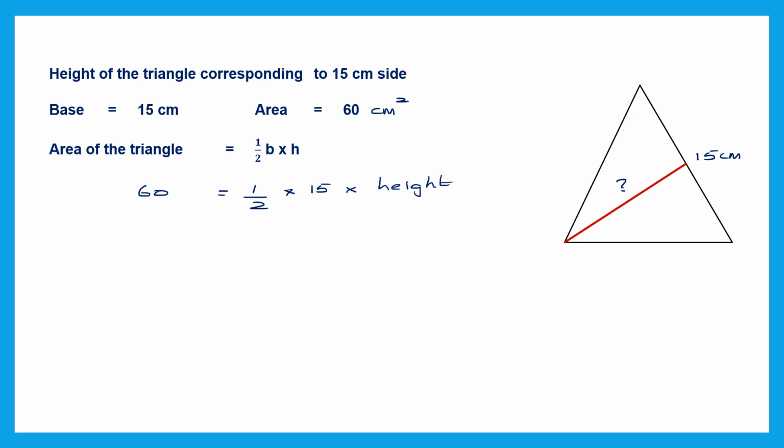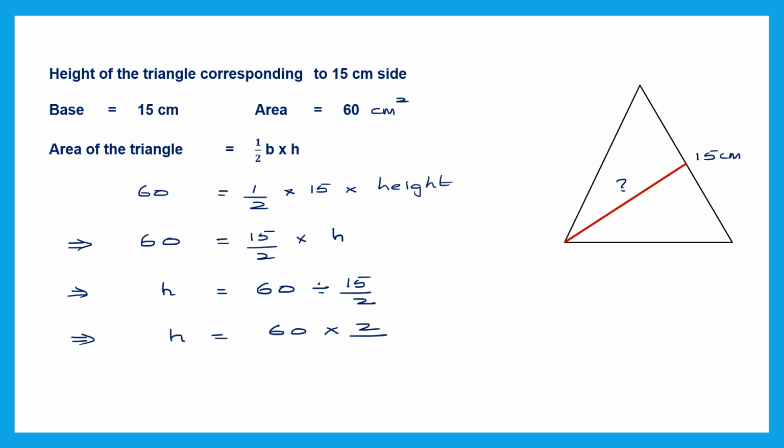Now here we can work out this multiplication. 1 by 2 into 15 is 15 by 2. So this is an equation. 60 equals 15 by 2 into the height. So now we're going to find the height. So height will be equal to 60. Now we are going to transpose this 15 by 2 to the other side. Because it is multiplication, it will turn into division. Divided by 15 by 2. So now let's find the height. Height is equal to 60 into 2 by 15.